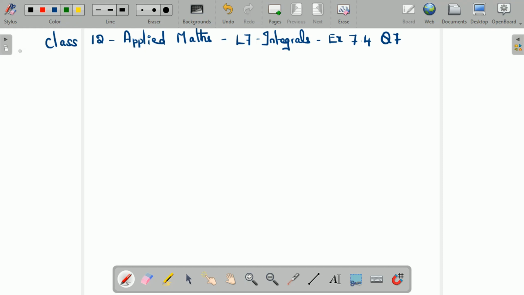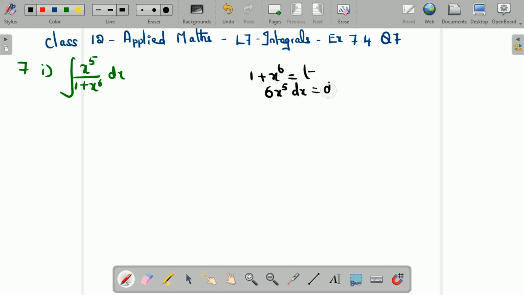In this video, let's find the solution for the 7th question. The first subdivision here is the integral of x power 5 by 1 plus x power 6 dx. So let's put the denominator 1 plus x power 6 as t. So on differentiation, this will become 6 into x power 5 dx is dt. So x power 5 dx is equal to dt divided by 6.